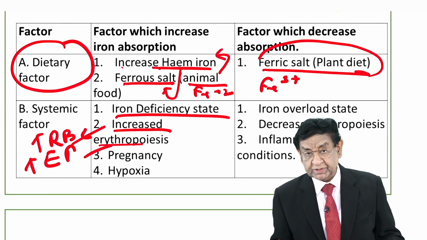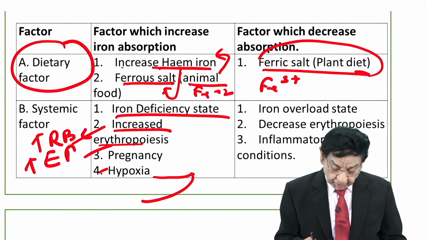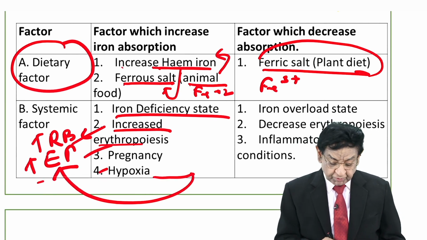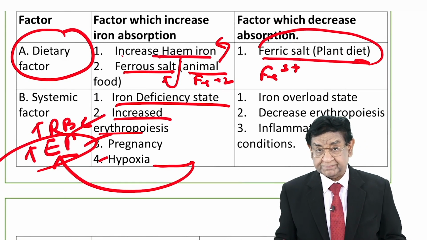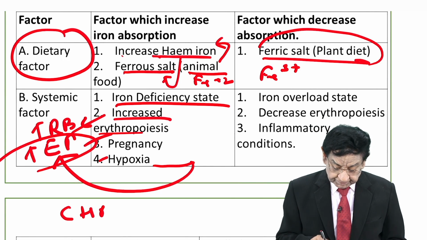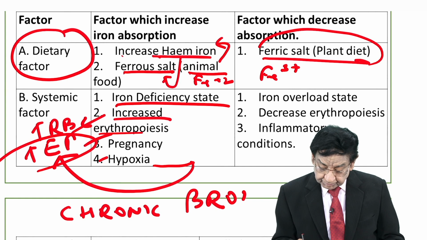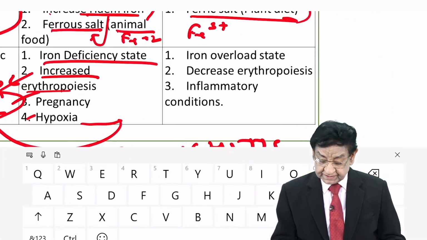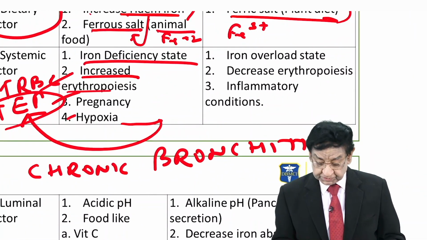Same in pregnancy also, demand is more. Or any condition, hypoxia, which indirectly will lead to increased erythropoietin. Increased erythropoietin will lead to increased RBC formation. And in severe hypoxia, a constantly high amount of iron absorption will be there. The best example of this is chronic bronchitis. In chronic bronchitis, there is increased iron absorption, and that leads to secondary erythrocytosis.